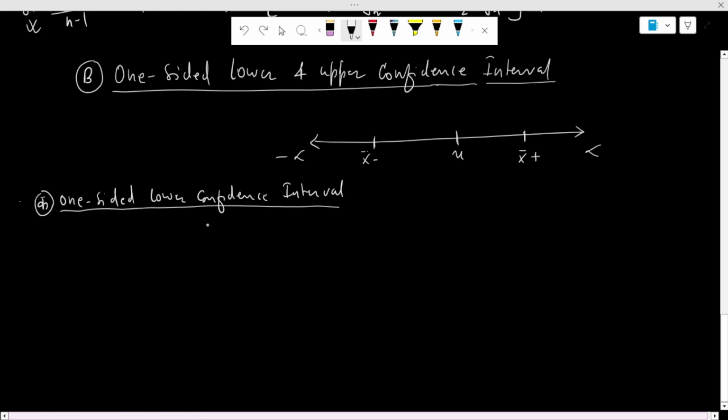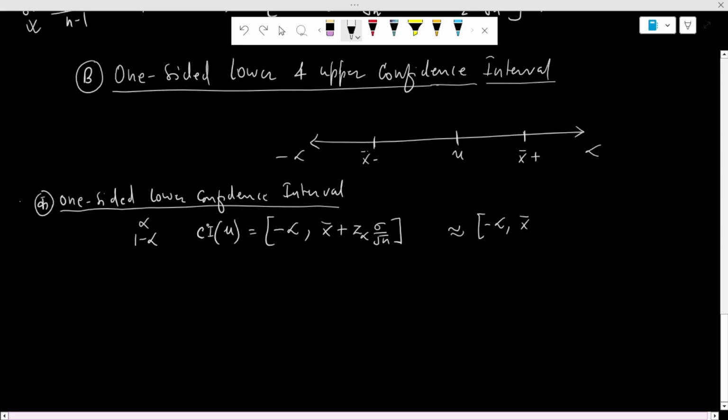Now the one-sided lower confidence interval of the mean, where our significance level is alpha. Therefore, our confidence level is equal to 1 minus alpha. As it is one-sided, we need not divide alpha by 2. So the lower bound is minus infinity, and then we need to include the mean. Our upper bound is x bar plus z alpha times sigma divided by root n. And if we don't know the variance, we use t statistics.